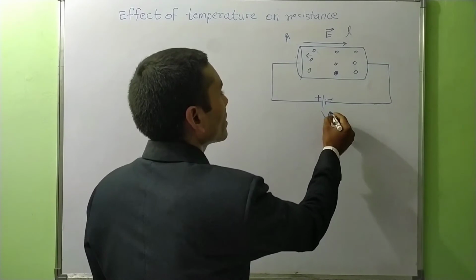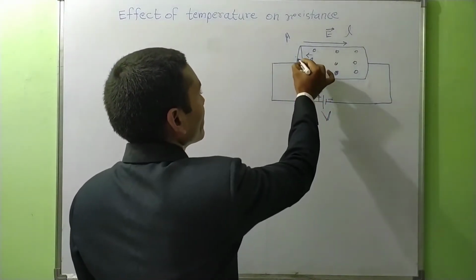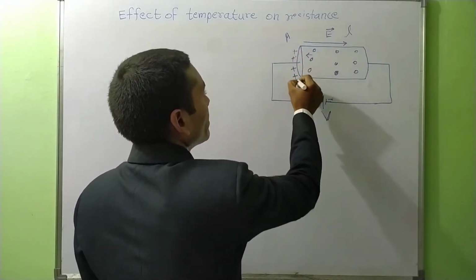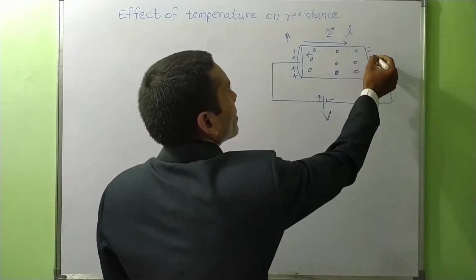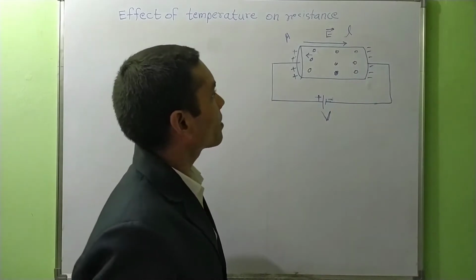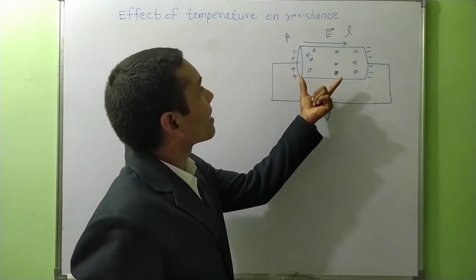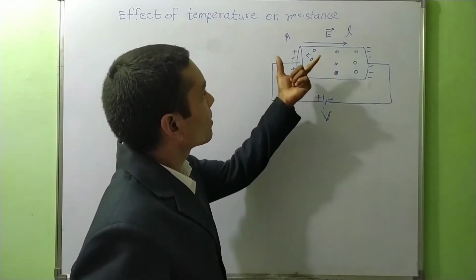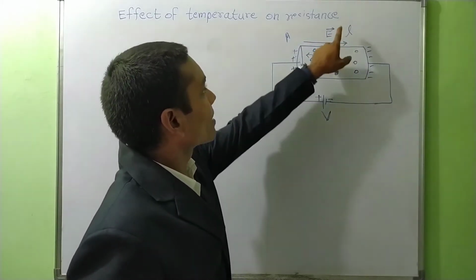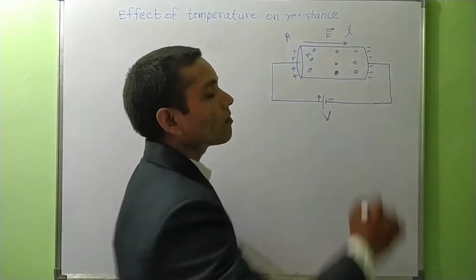Let this be a conductor of length L and cross-sectional area A. When potential difference V is applied across the ends of the conductor, because this end is connected to the positive terminal, positive potential will be developed here, and negative potential will be developed at this end, because it is connected to the negative terminal of the battery. Due to the potential difference between the two ends, an electric field, vector E, will be produced. The direction of the electric field will be from positive to negative.